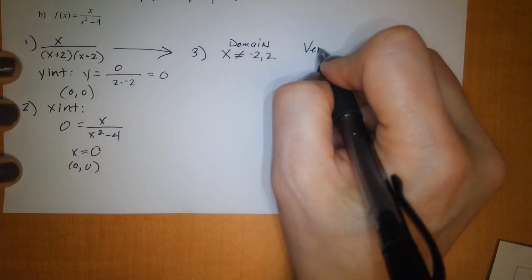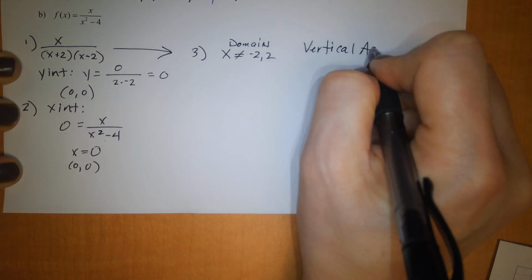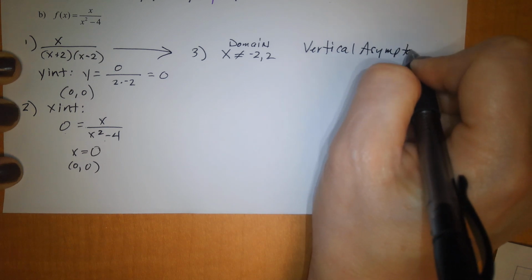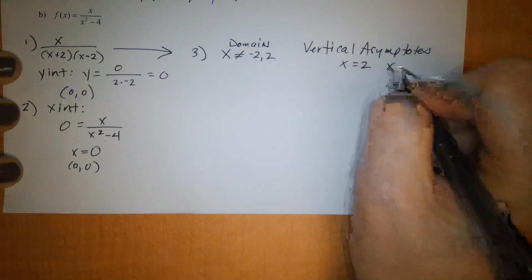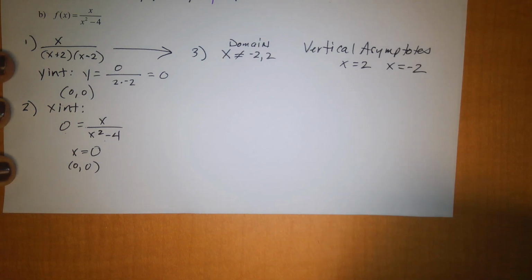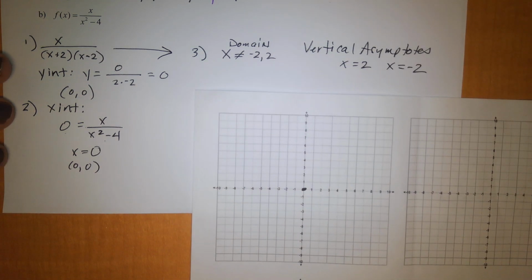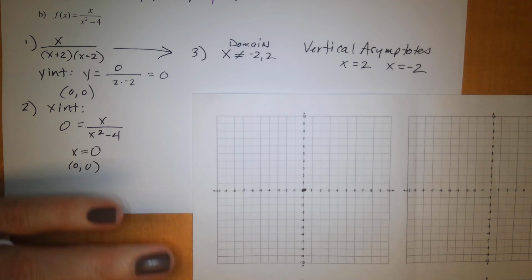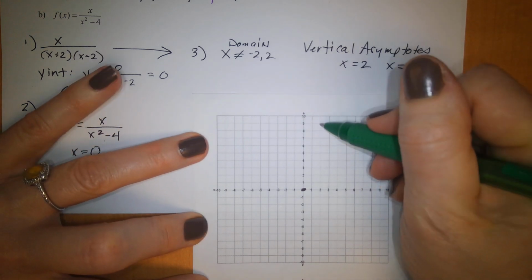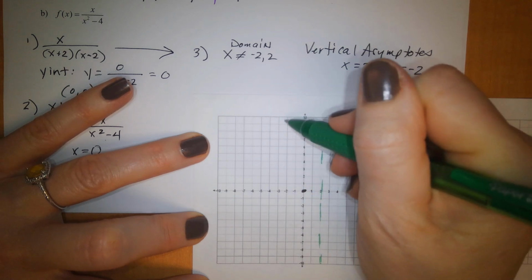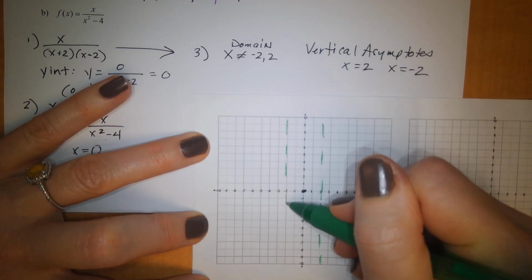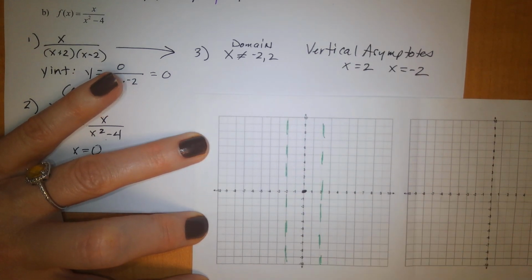So that means I'm going to have vertical asymptotes at those locations. So x equals 2 and x equals -2 will be vertical asymptotes. So I will put those on here with a dashed line. So at x equals 2 and x equals -2.